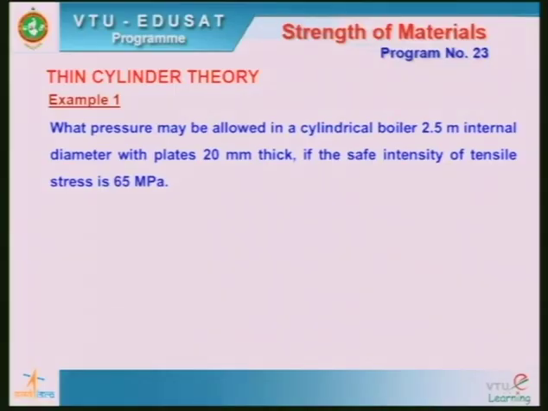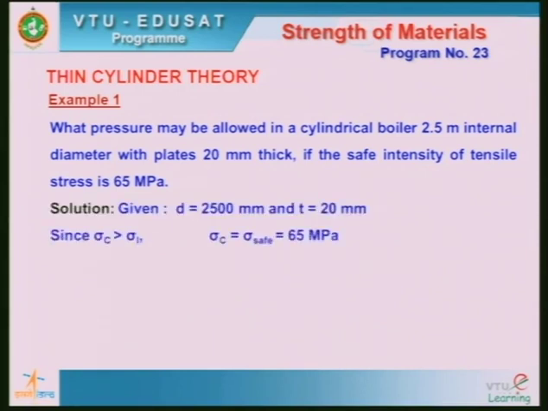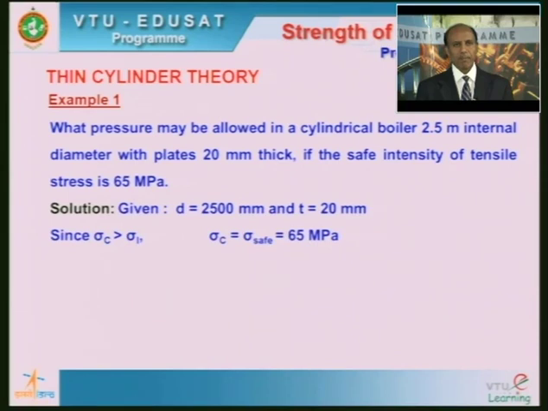What pressure may be allowed in a cylindrical boiler 2.5 meter internal diameter with plates 20 mm thick if the safe intensity of tensile stress is 65 megapascals? If we check the given data, we have the internal diameter, which is 2500 millimeter, and thickness is 20 mm. The allowable stress in the material is 65 megapascals.